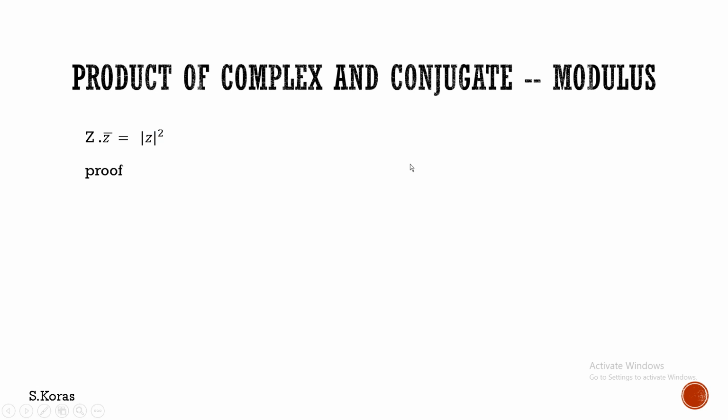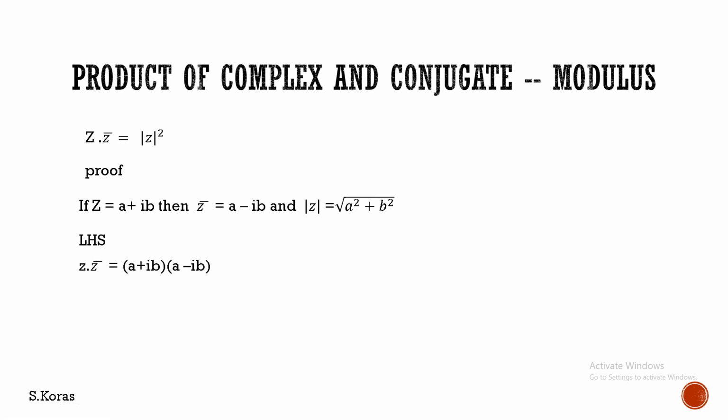Right, let's try to prove this. It's very simple. Let us consider a complex number z equal to a plus ib, then its conjugate z bar is equal to a minus ib, and its modulus value is root of a square plus b square. Let us take the left hand side, that is z into z bar, that is a plus ib into a minus ib.